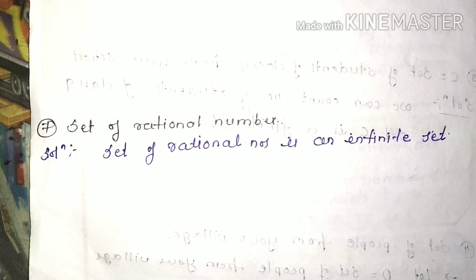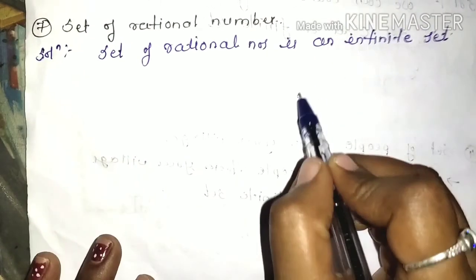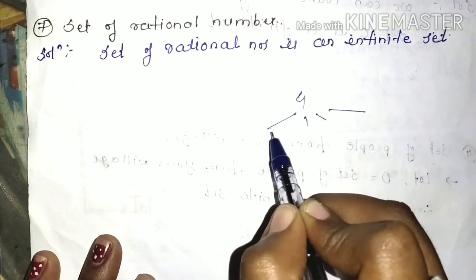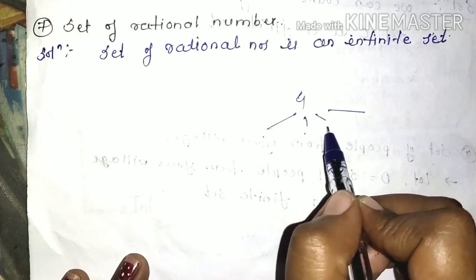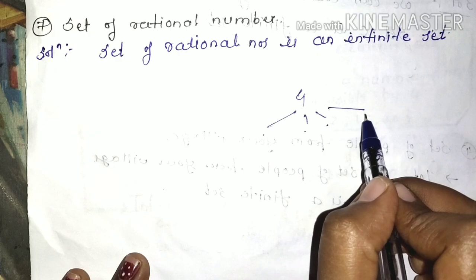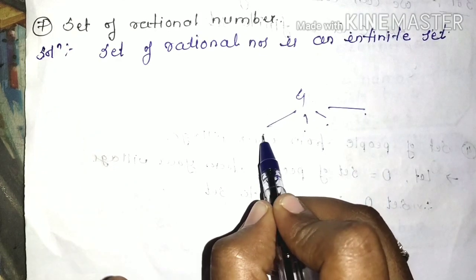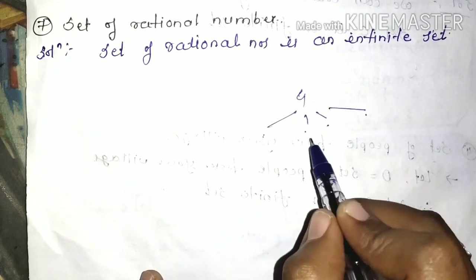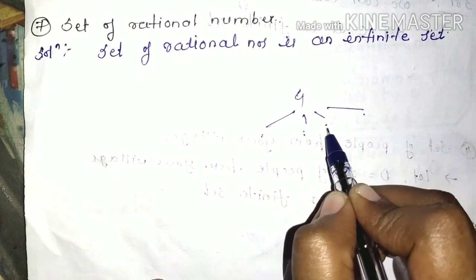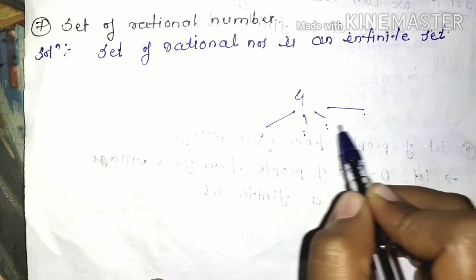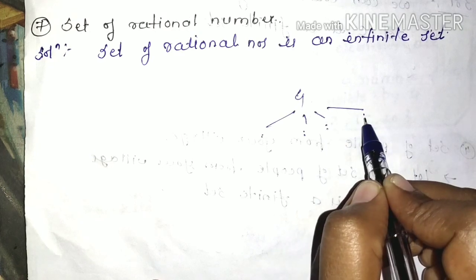I hope you understand all the examples from practice set 1.2 and also the types of sets. We have 4 types of sets. Which are those? First is singleton, second is the empty set, third is finite, and fourth is the infinite. Singleton means which contains only one element. Empty set means it does not contain any element. Finite means the elements are countable, and infinite means elements are uncountable.